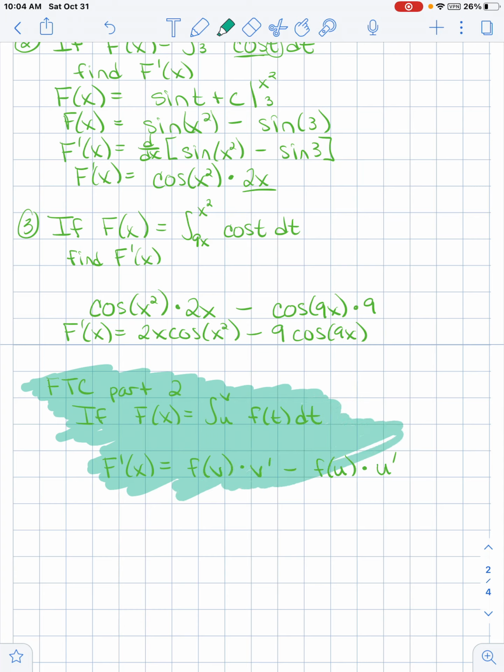Even if we had a constant for v, for example. If v were a constant, then we would have f of the constant times the derivative of the constant, which would be 0. So that would all disappear anyway. So no matter which values we have there, u and v, the second part of the fundamental theorem of calculus is all taken care of.